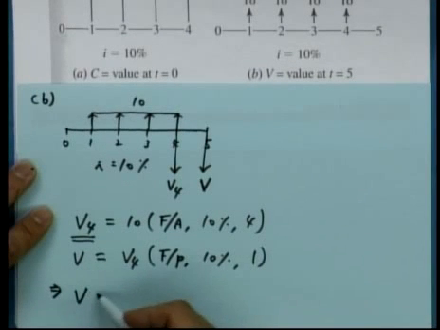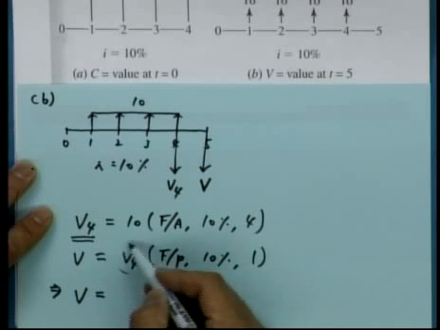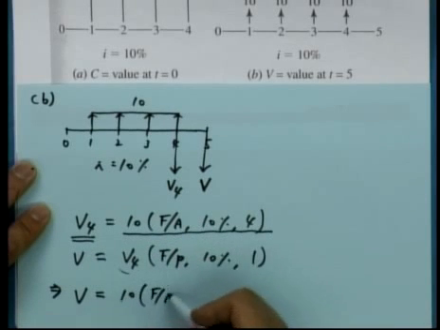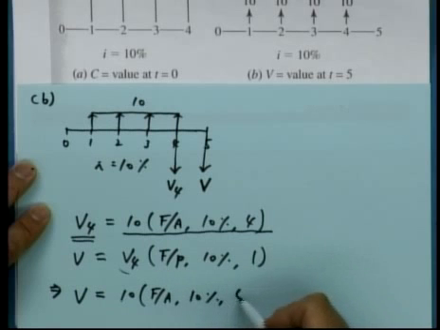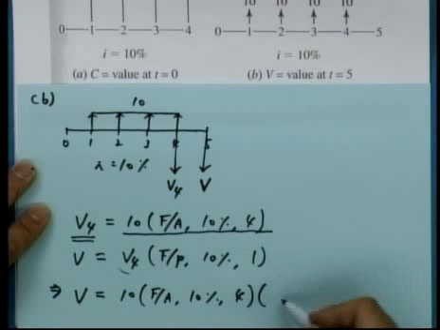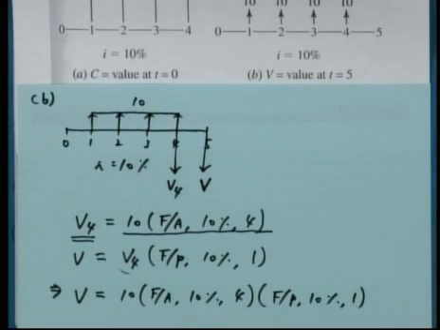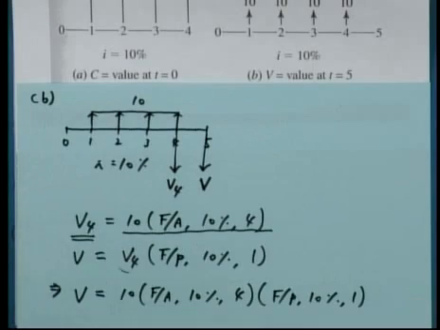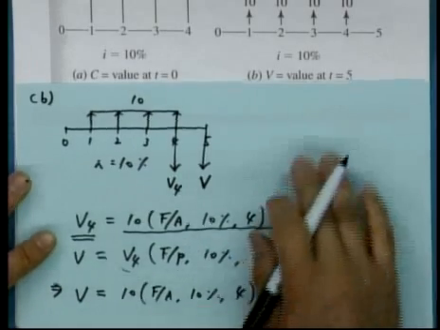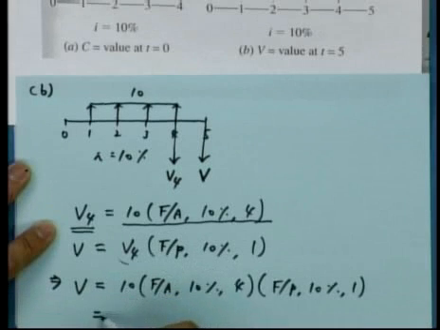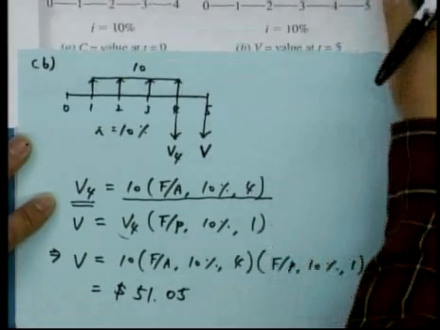So it's going to be V equals V4. V4 is equal to this, right? So 10 times F given A, 10% over 4 periods, times F given P, 10% over 1 period, right? And I believe this value would be the same as $51.05. Okay?